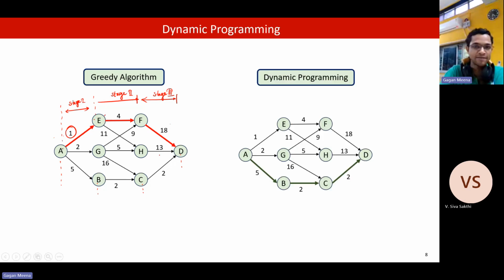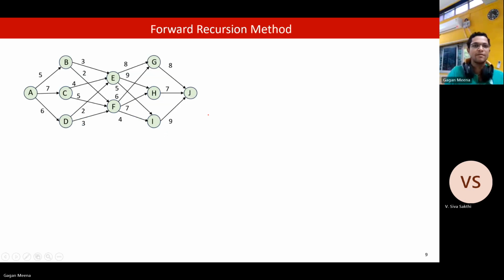But if we employ dynamic programming, then we get this path 5 plus 2 plus 2. Which one? Dynamic programming is better. So the greedy approach results in suboptimal solutions. Dynamic programming gives us the optimal solution. It guarantees an optimal solution. That is why it's a very good method. So this is one example, a simple example.